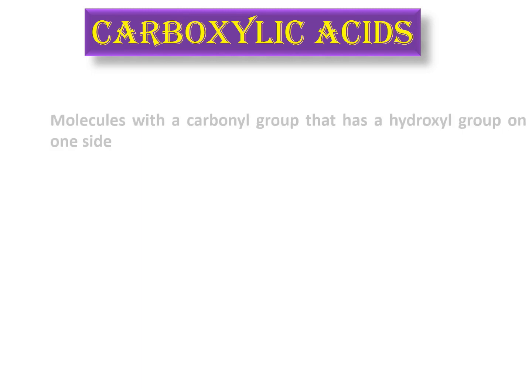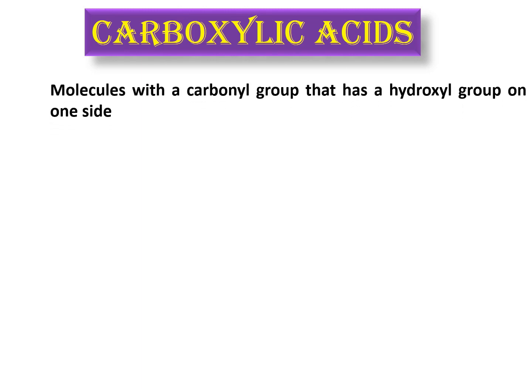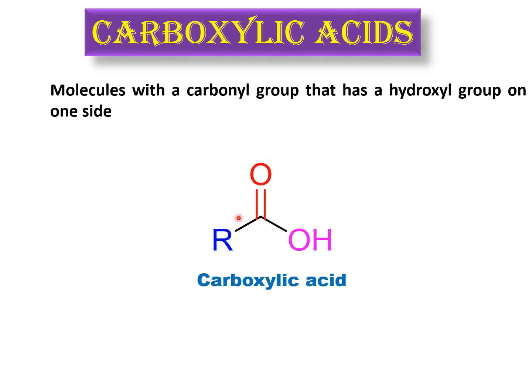So carboxylic acids are molecules with a carbonyl group that has a hydroxyl group attached on one side. If we have a carbonyl group, a carbon-oxygen double bond, it will have a hydroxyl group on one side and a hydrogen or any alkyl group on the other side. So this whole group forms the carboxylic acid functional group.